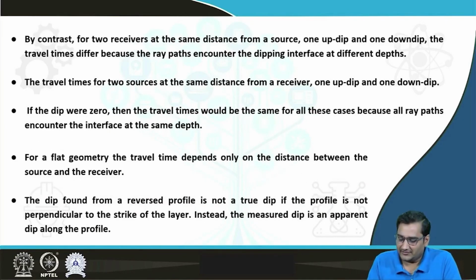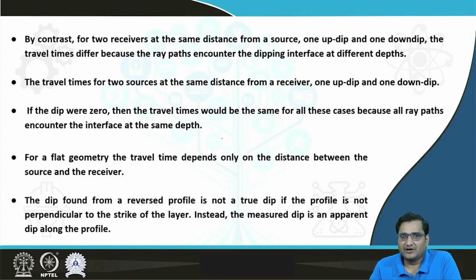By contrast, for two receivers at the same distance from a source, one up dip and one down dip, the travel times differ because the ray paths encounter the dipping interfaces at different depths. The travel times for two sources at the same distance from a receiver, one up dip and one down dip, will also differ. If the dip were 0, then travel times would be the same for all the cases, because they all encounter the interface at the same depth.